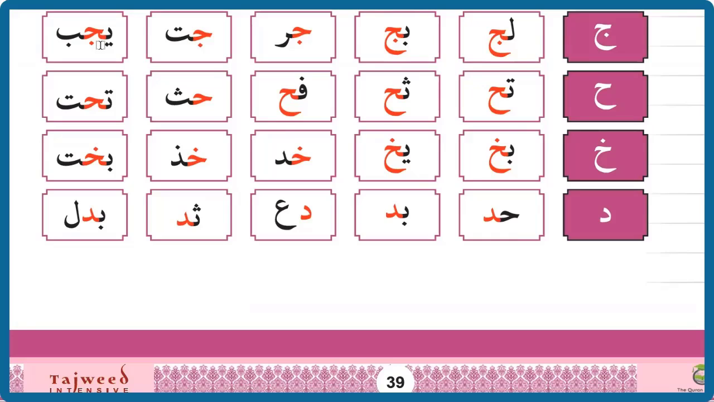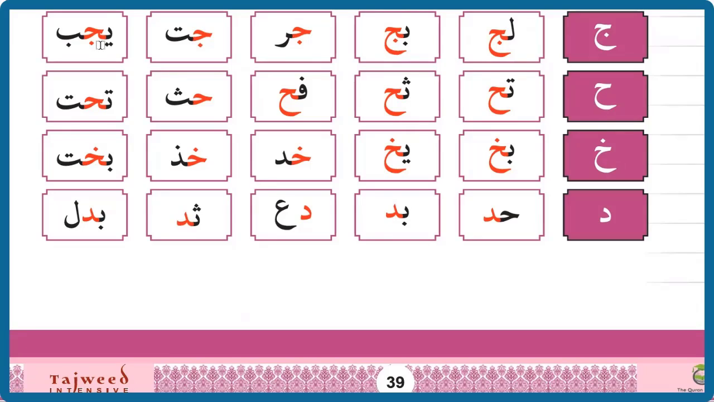Boat with a dot at the bottom. Ba again. Ba, yes, ba. It's a final form of ba. Good job, mashallah, tabarakallah.